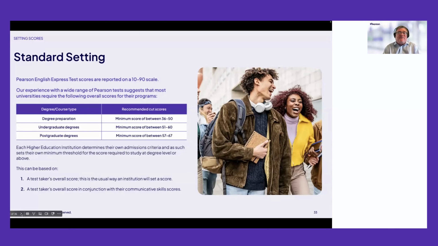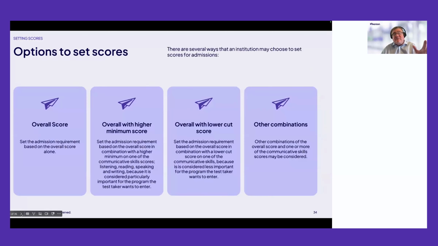So looking at the B1 descriptors and looking at the B2 descriptors. There are also descriptors for speaking, listening, reading, and writing. So those can help you work out, well, exactly where do I think I want to set a score for a particular program, be it an undergraduate or a postgraduate program. And as I say, people use a variety of methods in terms of deciding where they want to have that admissions requirement, mostly based on the overall, but sometimes with lower cut scores on the actual skills.